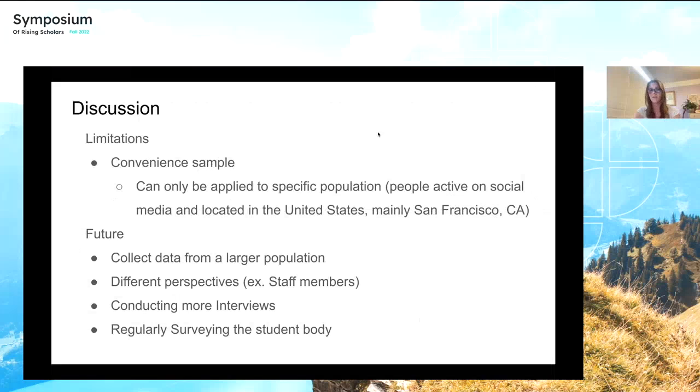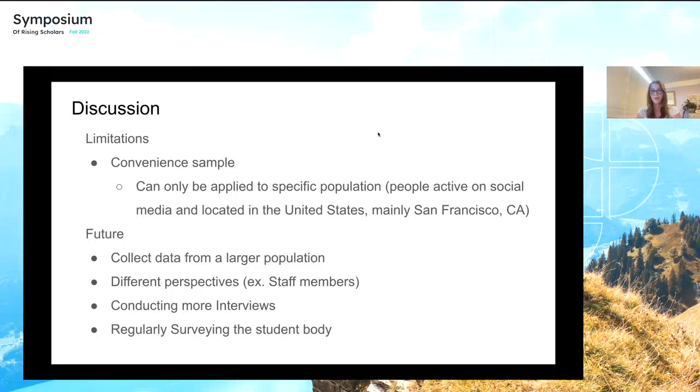Some limitations of this project were that this is a convenient sample. It can only really be applied to a specific population, and that is because the majority of the 70 participants came from one city, San Francisco, and the majority also came from the same school.